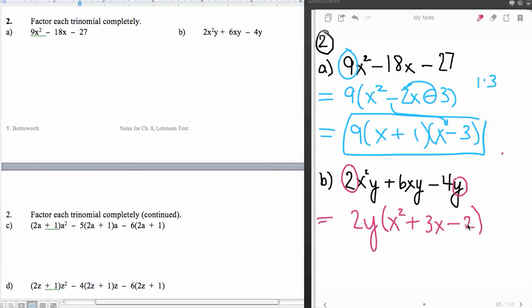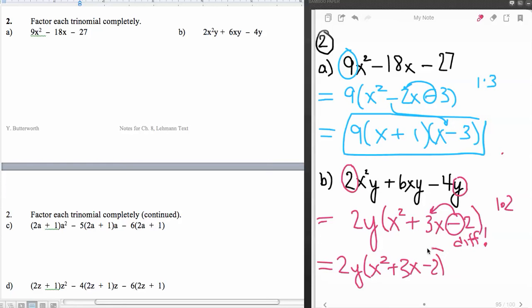And now I'm looking for the factors of 2, 1 and 2, that give me a difference of 3. Doesn't happen. Remember, this is a difference. And that's the thing that might trip you up. It can't be a sum, it's got to be a difference. So this one doesn't go any further. And remember, sometimes they will, sometimes they won't. You've always got to check and make sure. So this is going to be our final answer, just a GCF.